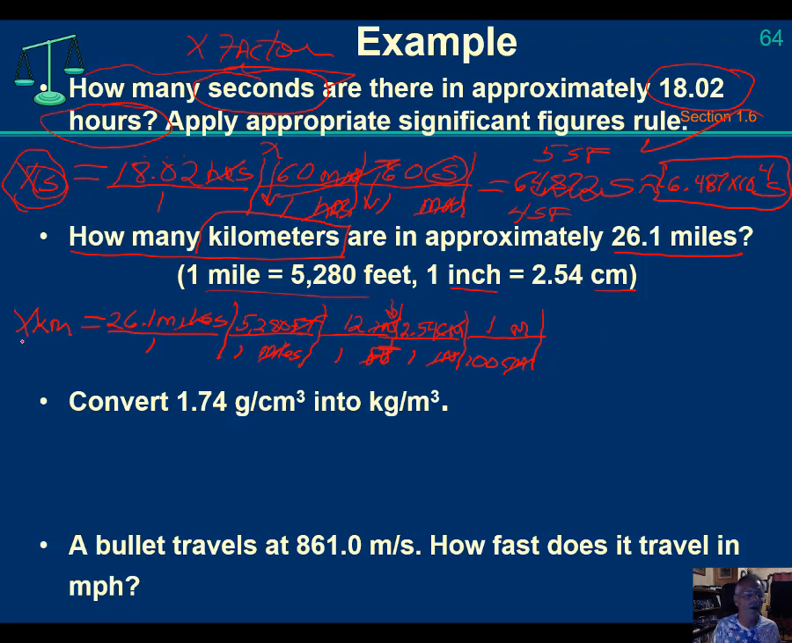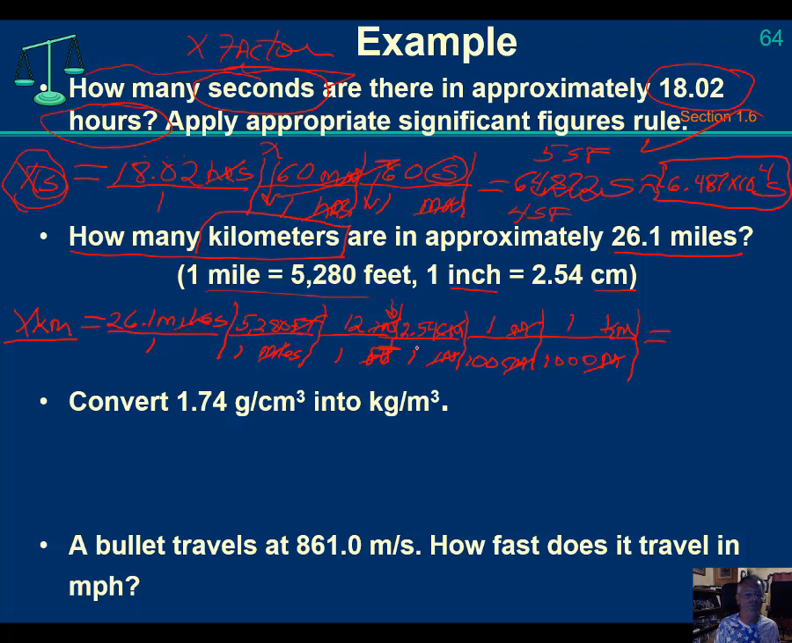And now, since kilometers is my X factor, I can go directly from meters to kilometers. And now all I have to do is remember that kilometers is 1,000 meters, so that's the larger unit. It gets the 1, and there are 1,000 meters in 1 kilometer. When I multiply and divide across, meters cancels. All right, this is a little bit more complicated. It has more steps to it.